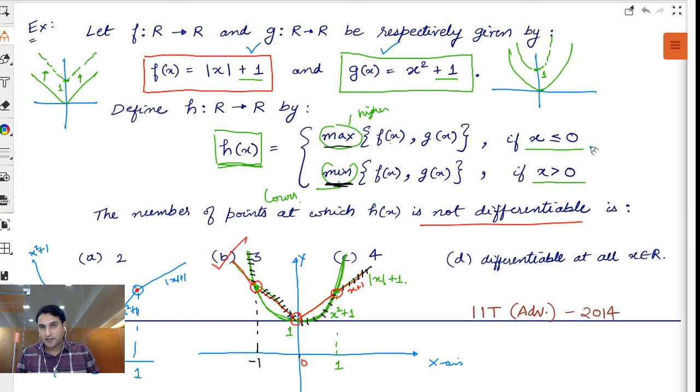For x less than 0, max. मतलब for x less than 0, higher graph. Higher. For x greater than 0, min. मतलब lower graph. Lower. बस problem is solved. Look for sharp corner और IIT को बोलो thank you for giving simple problem and move ahead in life. ठीक है?